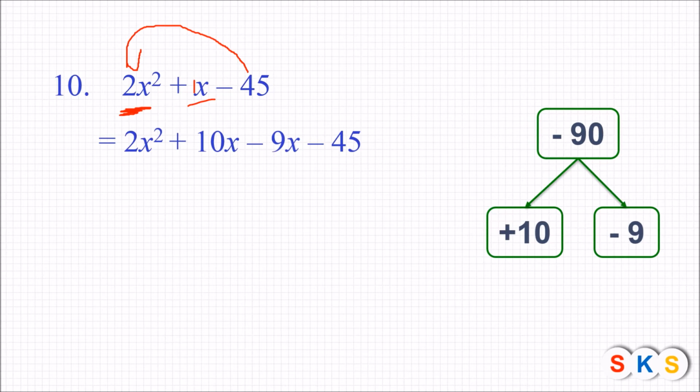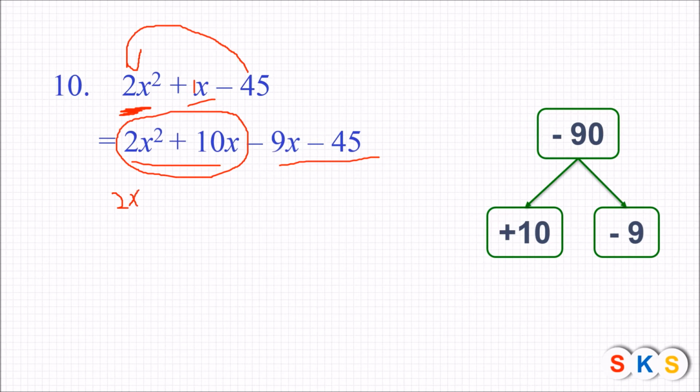After splitting the middle term, we will make a group of binomial. This is your first group of the binomial and this is your second group of the binomial. What is common in this group? 2x. Okay, here 2x is common because 2x square means 2 into x and 10x you can write as 2 into 5 into x. So the common in this group is 2x.